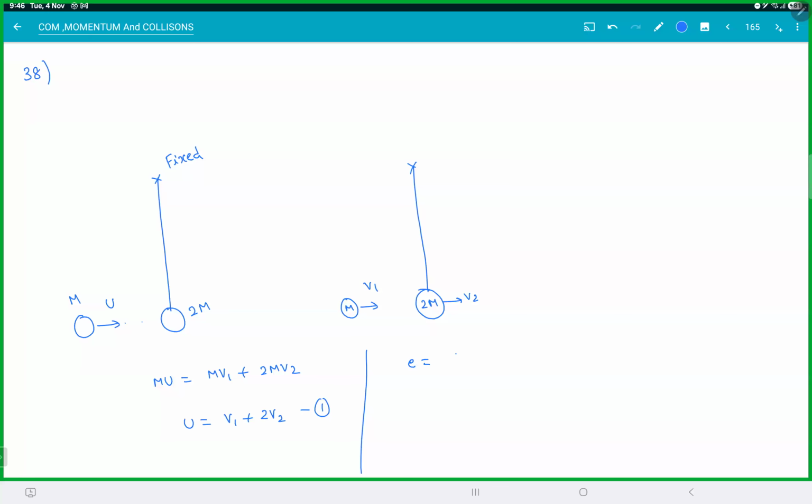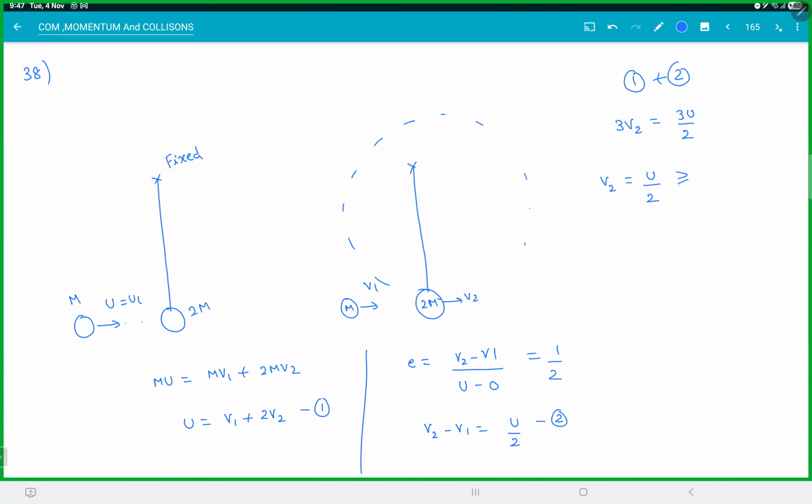Next thing, restitution: e is equal to v2 minus v1 by u1. Remember, this is your u1, that is u minus 0, and e is half. So from here, you get v2 minus v1 is equal to u by 2. What you want is v2, so you don't want v1. Just add equation 1 plus 2. If you add 1 plus 2, v1 will cancel. You end up with 3v2 is equal to 3u by 2. So we get v2 is equal to u by 2. But I know to complete a vertical circle, v2 must be greater than or equal to root 5gL.